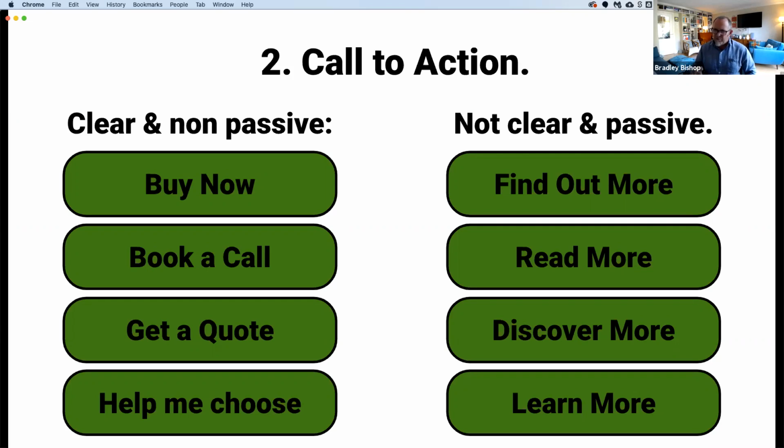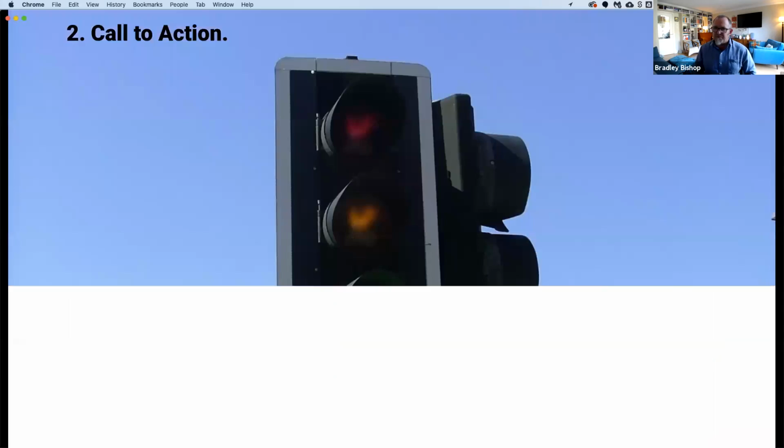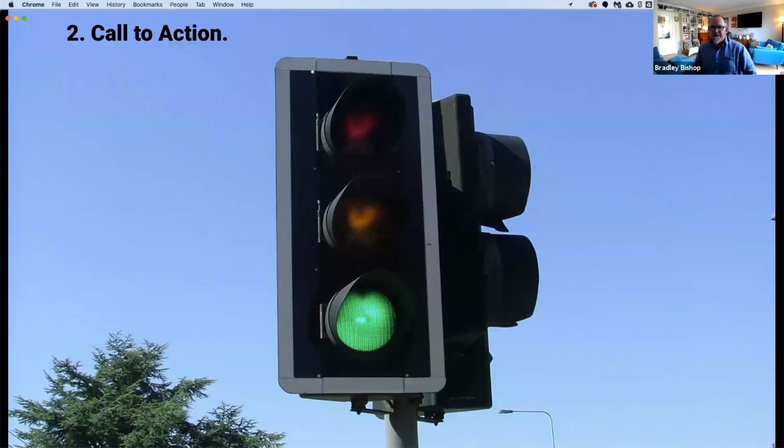Whereas if you make it a bit fluffy around the edges, you get less of an actual click-through rate. So really you want a positive, clear call to action that is direct and taking people to the next step, right? And that's the actual book a lesson, get a quote, those sorts of things. They're going to help get you more customers.